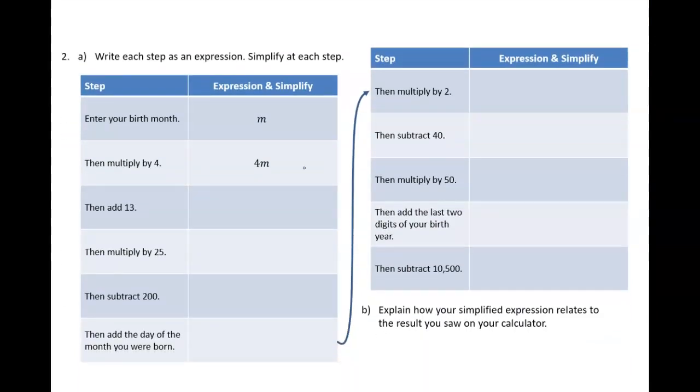So once again, we've listed out the steps in this math magic trick. And our first step was to enter your birth month. And once again, we don't know what the birth month is. It's an unknown. So maybe we'll give it a variable m for month. And then our next step is to multiply by 4. So 4 times m, 4m. And then we're going to add 13, 4m plus 13. Good so far.